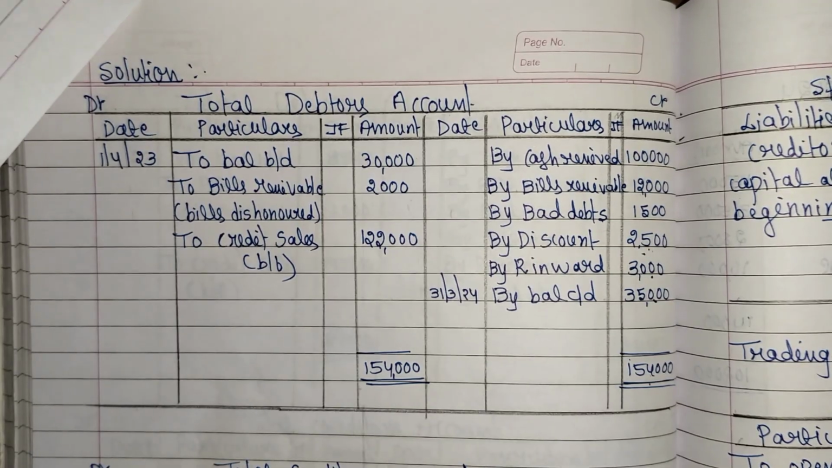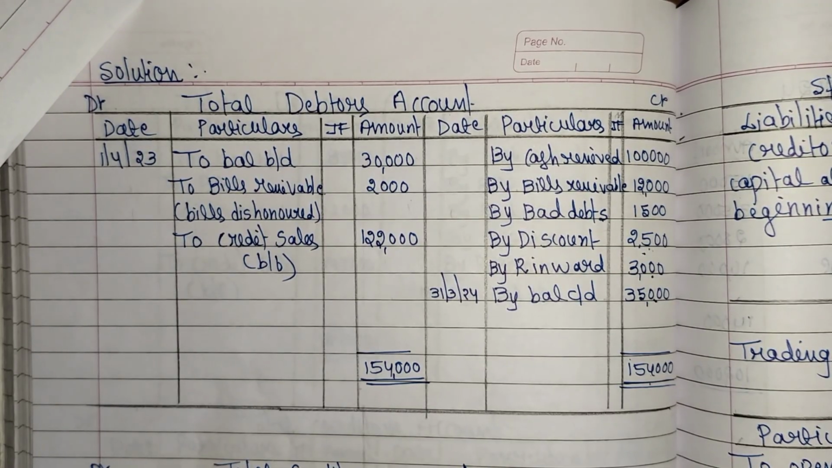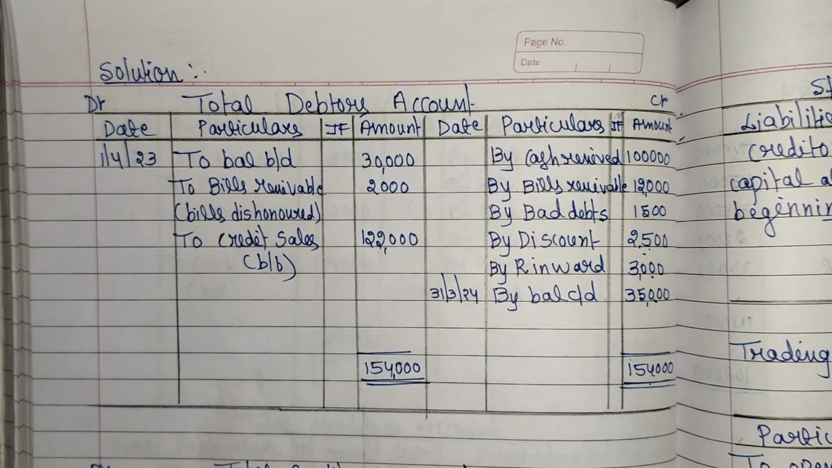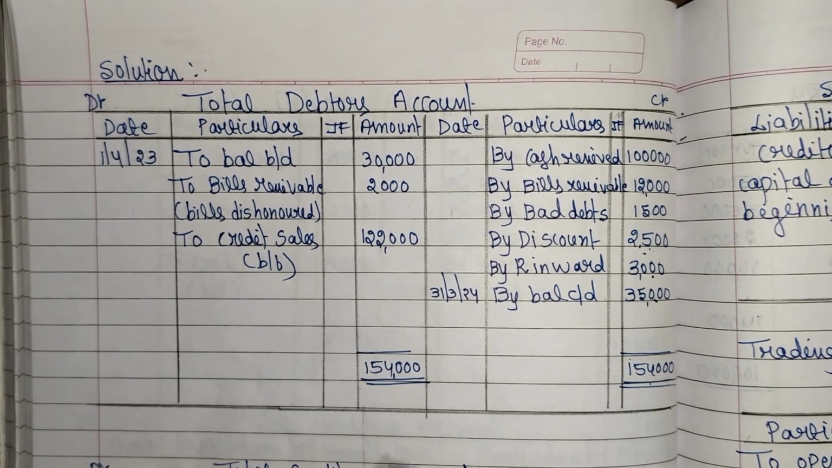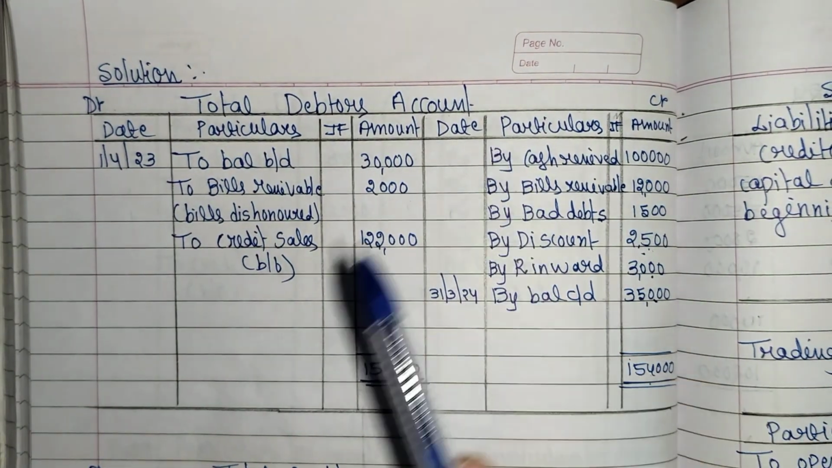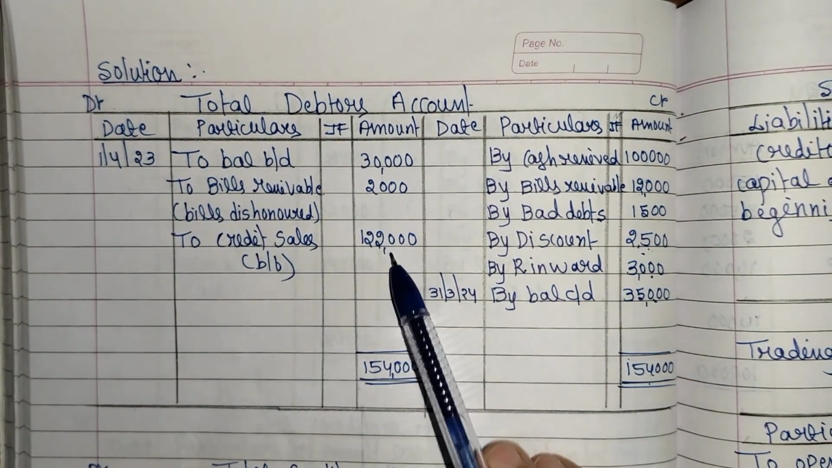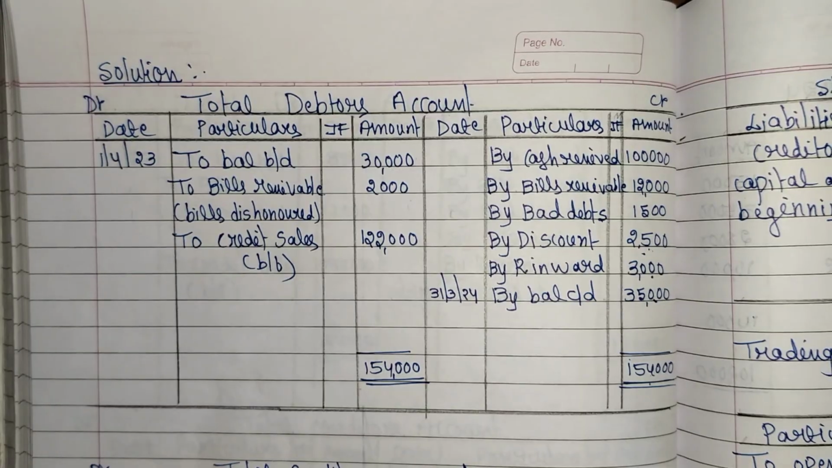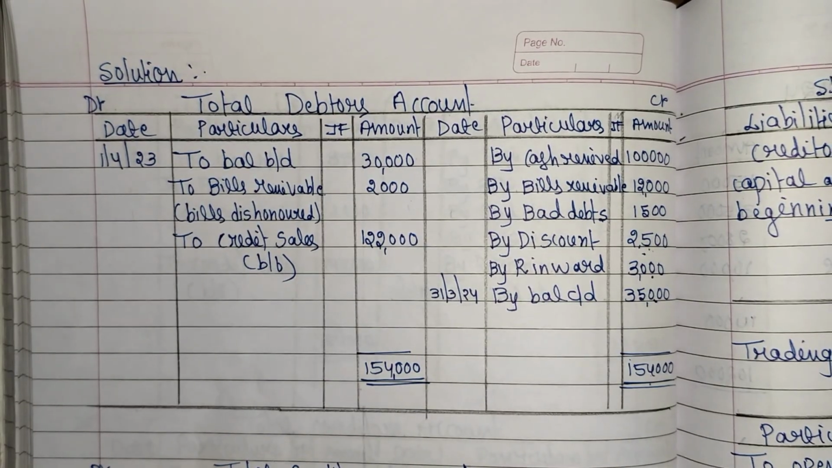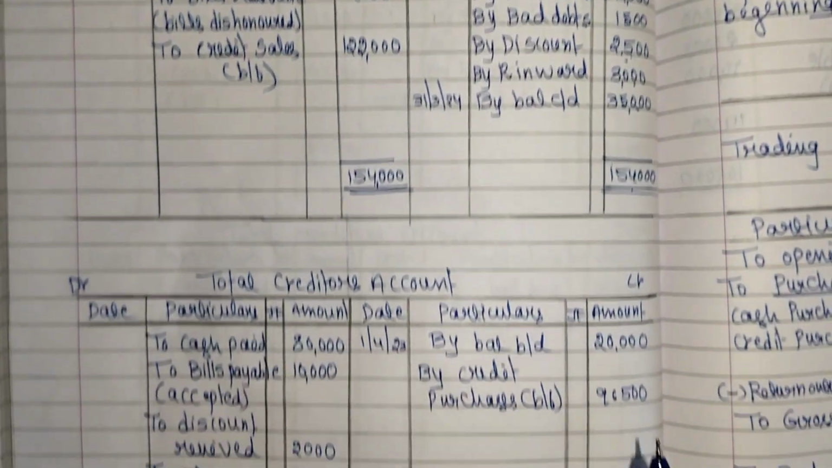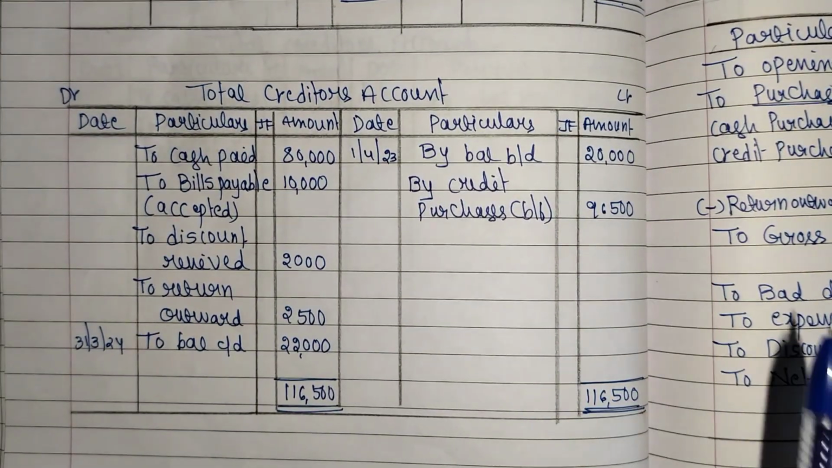Credit sales, it means what? It means selling goods to the customers without receiving cash immediately, payment that is received at a later date. So if you prepare the debtors account, we are able to find out credit sales, that is rupees 1,22,000. Clear? Till here it is clear, right? Now next we need to prepare the creditors account.